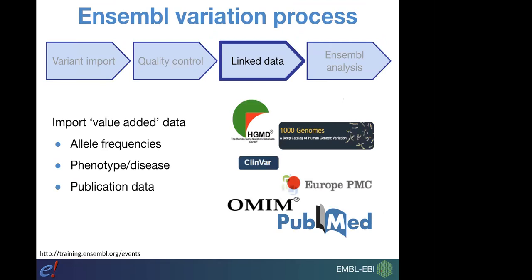And the third step is linked data. This is where we add value to our imported data. We look for link or association data for every single variant that we import in step 1. So we look at a number of different databases for additional information, such as allele frequency, associated phenotype and disease, and a list of citations that might mention these variants specifically. I have a list of a few projects that we use for this type of data.